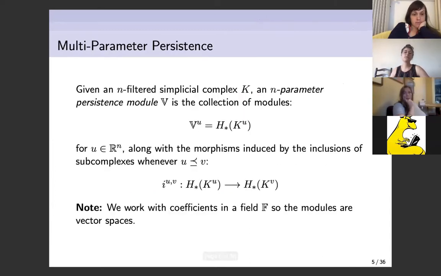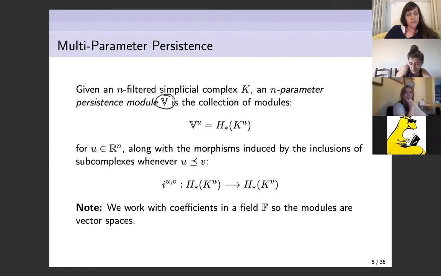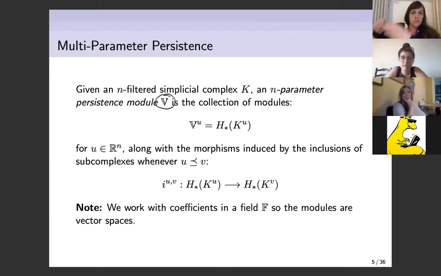So now that we have the n-parameter filtration on the simplicial complex K, we will obtain the multi-parameter persistence. This is the n-parameter persistence module, which we will denote by V throughout the talk. It is a collection of modules such that for each value u in R^n, we have a module that we call V_u, which will be the homology of the corresponding subcomplex K_u for a fixed homology dimension.